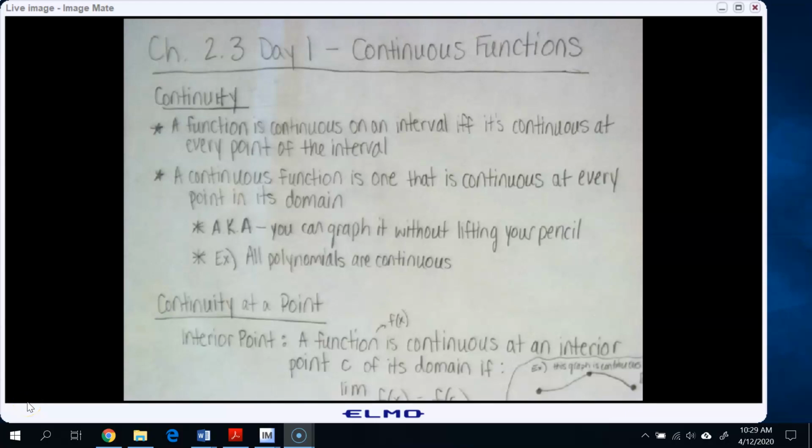We're going to be starting our next section today, and that's going to be talking about continuous functions. So when we talk about continuity, we could be talking about it on a specific interval, or we could be talking about it overall as a function.